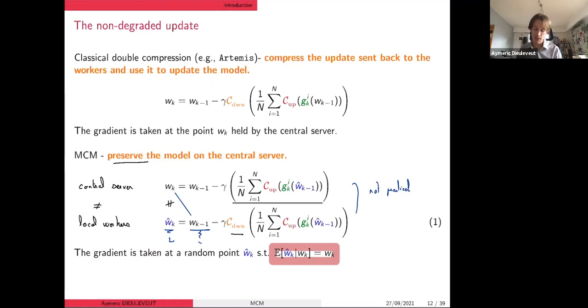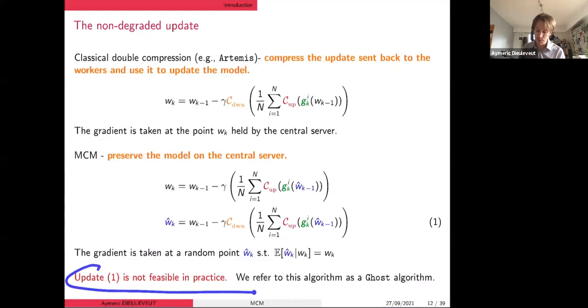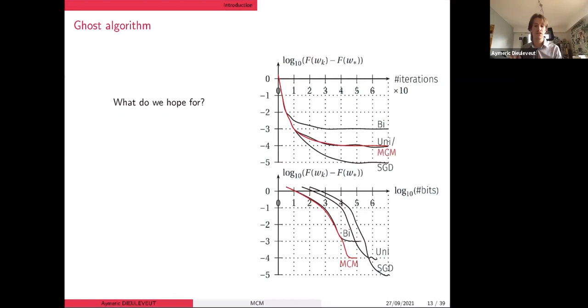Okay, so this is exactly what I just said, that this update is not feasible, and we refer to that as the ghost algorithm. So how do we analyze such an algorithm? First, what do we hope for? What we hope for is that the convergence rate of this ghost algorithm, and afterwards our MCM algorithm, is going to be nearly the same as the one doing unidirectional compression, so only uplink compression. And obviously, its complexity in terms of communicated bits is going to be the same as any other bidirectional compression.